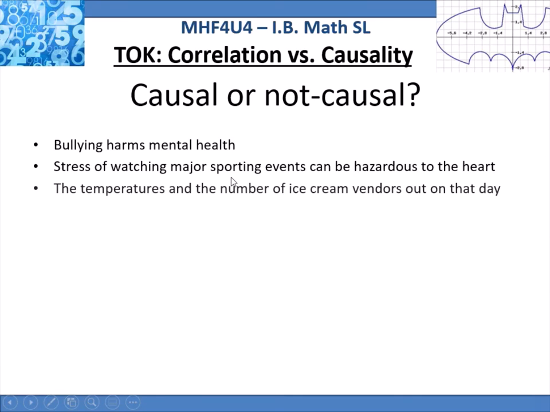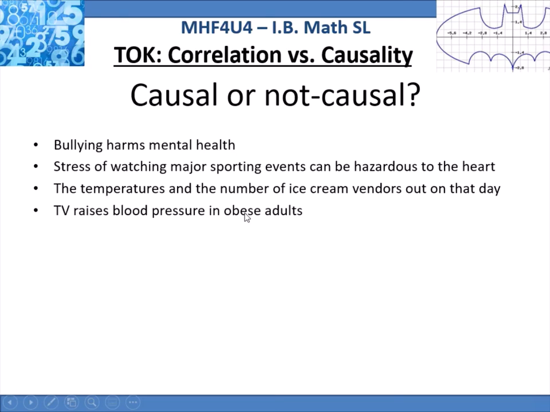Temperature and number of ice cream vendors out for the day. As temperatures go up, sure, more ice cream vendors are out. Do you think one is causing the other? Most likely, but maybe the price of ice cream has come down, so there are more ice cream vendors out. Maybe the gasoline prices have gone up, so there could be other variables. You'd have to run an experiment.